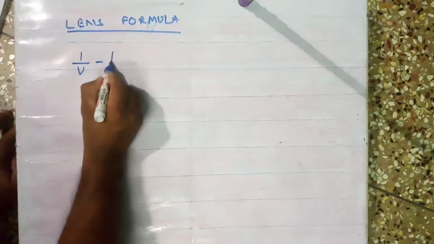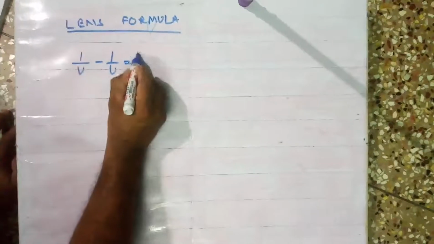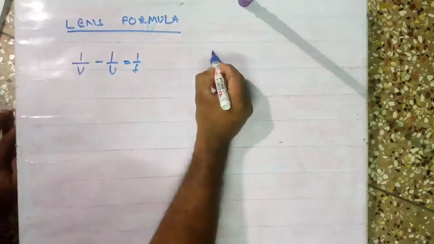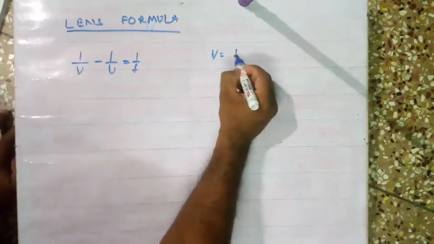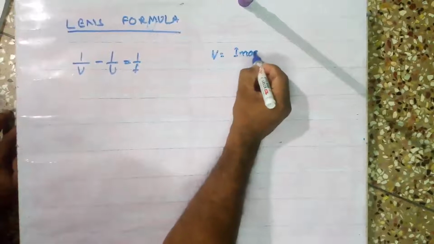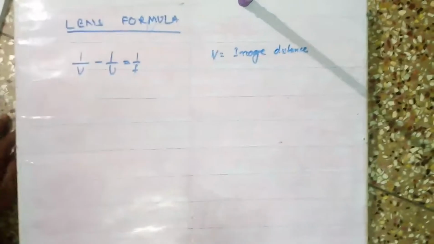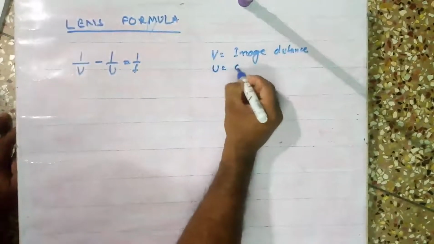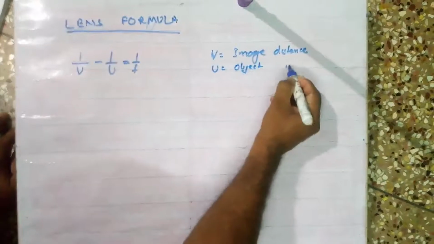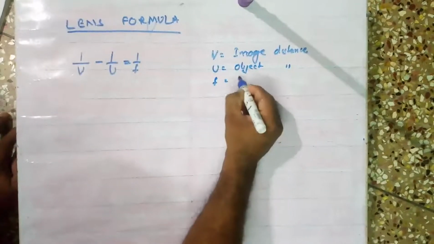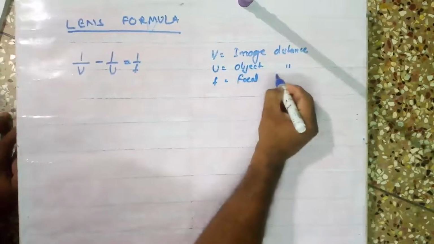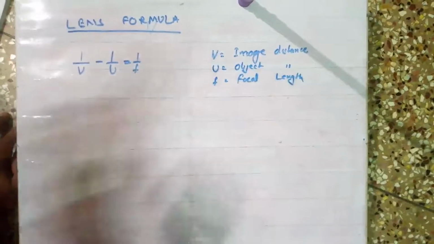Now the lens formula. The lens formula is like this: 1 by V minus 1 by U equal to 1 by F, where V is image distance, U is object distance, F is focal length. Clear?